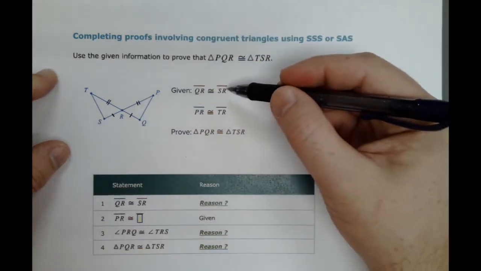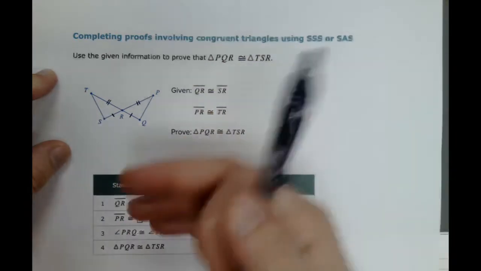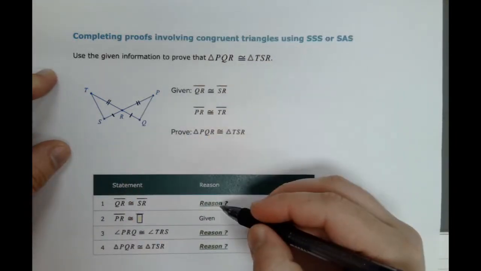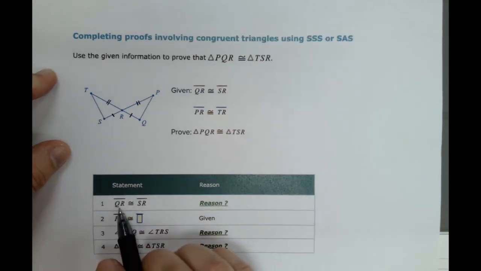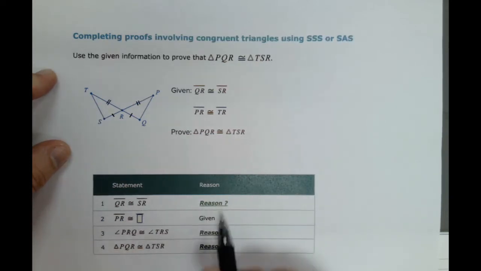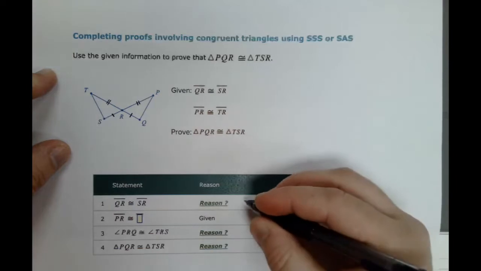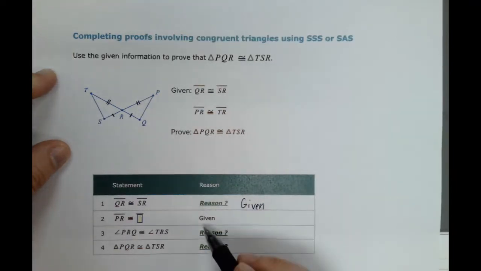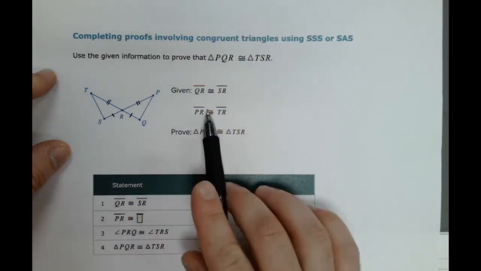So remember, we're going to start off by listing out our givens. So we're going to bring these down here to our first couple steps. So QR is congruent to SR. The reasoning, remember, as soon as it's one of our givens, that's actually the reason we put down here. And then here it actually tells us the next one's a given, which we can probably guess here because that's all we have so far. We just have to fill in the second half.